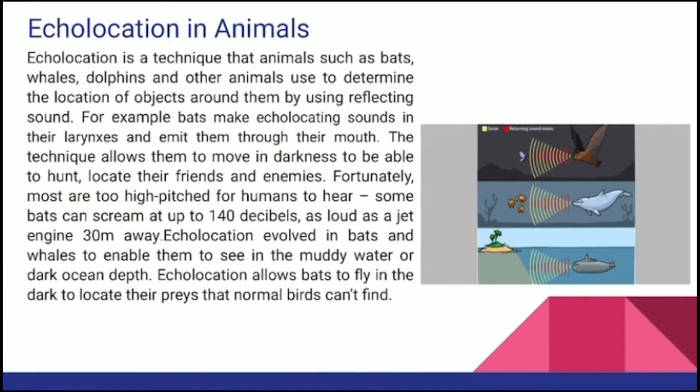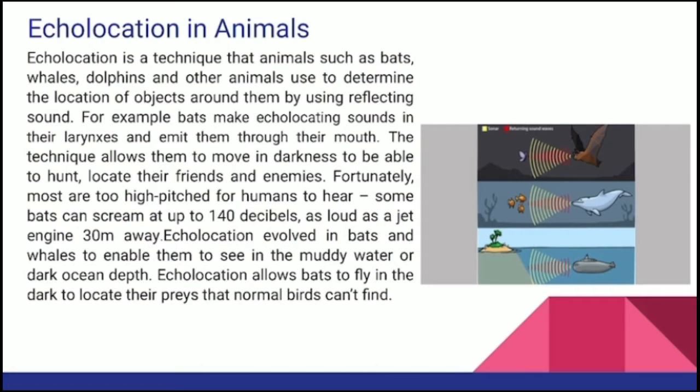Echolocation is a technique that animals such as bats, whales, dolphins, and others use to determine the location of objects around them by using reflecting sound. For example, bats make echolocating sounds in their throats and emit them through their mouths. The technique allows them to move in darkness to be able to hunt and locate their friends and animals.